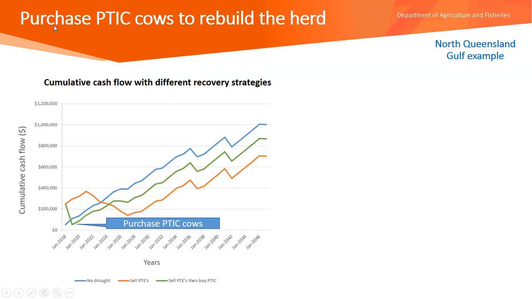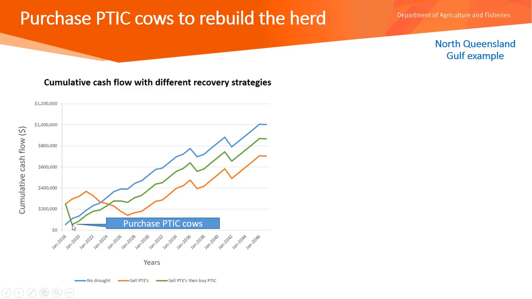And the first one here, purchase PTIC cows to rebuild the herd. Let's pretend in our budget that, okay, we sold the PTE cows. So the red line is to sell the PTE cows. The blue line is our imaginary no drought. And this green line is, okay, when the drought breaks, we go straight out and we purchase sufficient PTIC cows to rebuild our numbers more quickly, to get us back up to that stocking rate.